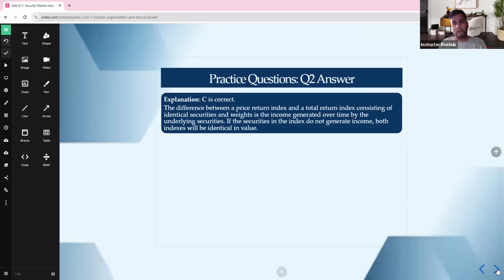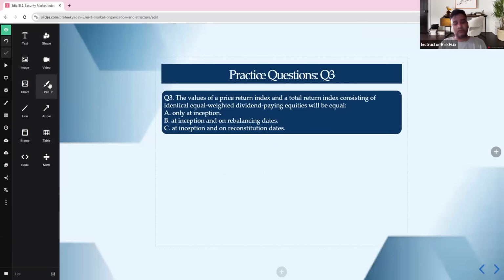Right, going on. Let me move to the next question. Next question is question number 3. The value of a price return index and a total return index consisting of identical equal weighted dividend paying equities will be equal when, right? See, they will be equal only at inception.